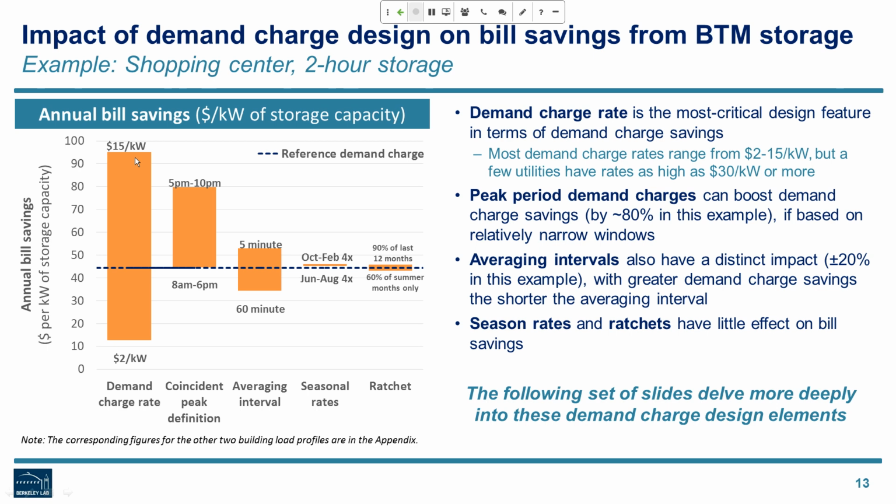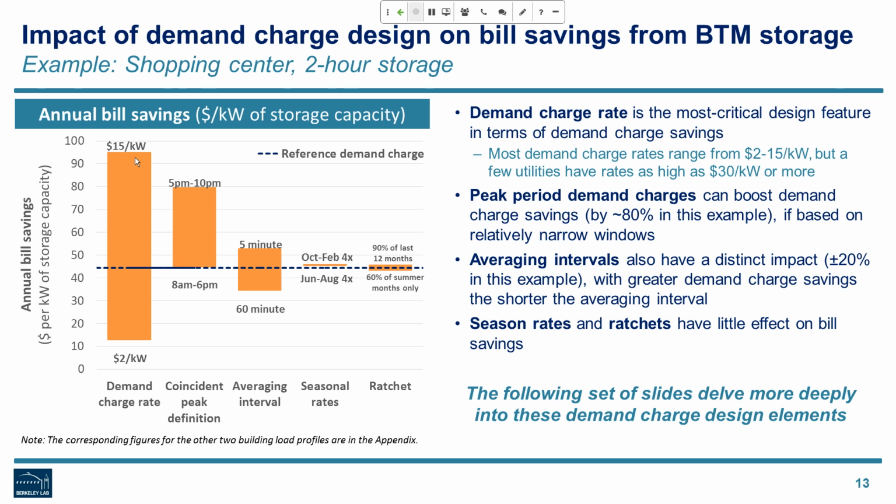So if, for example, I considered demand charges of $2 per kilowatt, leading to about $12 in annual bill savings, as we see here. And I ratchet this up to $15 per kilowatt, which leads to about $95 in annual savings per kilowatt. When comparing each of these elements of the demand charge designs, we see from this figure that the demand charge rate is really the most critical design feature in determining the annual demand charge savings. Though most of the demand charges available out there are within this range of $2 to $15 per kilowatt.